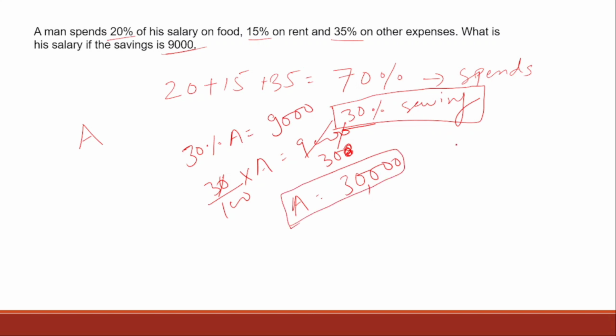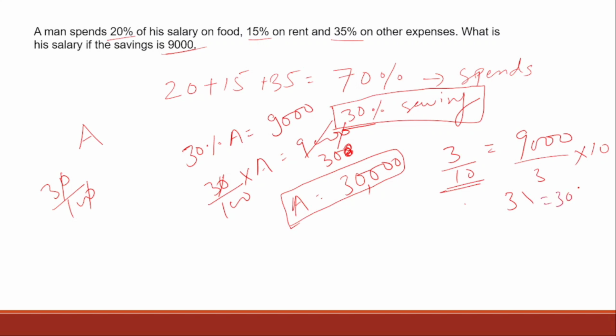Let's try the alternate method. It is given 3 by 10, because 30% is 30 by 100, and it turns out 3 by 10. 3 by 10 is given as 9,000. We have to find the full salary, that is 10. So 10 will be equal to 9,000 by 3 into 10. That is 90,000 by 3, which equals 30k. Okay, so the fraction method is very easy. It's not just convenient, it's a real shortcut. If you get such straightforward questions, it will take just 5 to 10 seconds to solve. That's why I'm telling you this method as well.